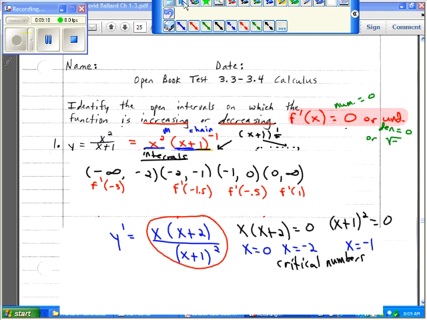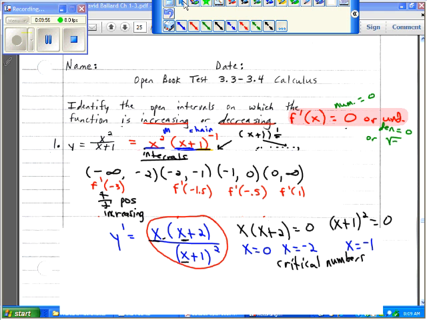And so if we plugged in a negative 3 right here, negative 3 plus 2 is a negative 1. So you would have a negative times a negative, which is a positive, over. If you plug in a negative 3 here, you'd have negative 3 plus 1 is negative 2 squared is a positive, because a negative squared is a positive. But here we have a positive over a positive, which is a positive. If the derivative is positive, then what does it tell you? It's increasing. The function is increasing within that interval. Okay?